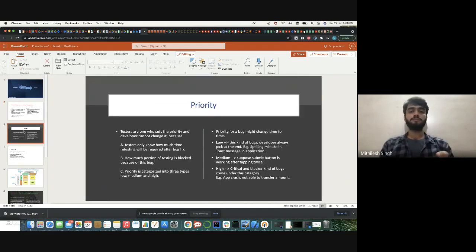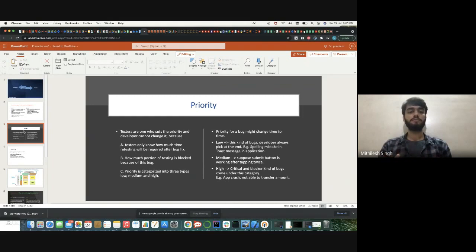I will be picking things from slide 3. Here you can see that priority is always provided by the testers. Testers are the ones who set the priority, and the developer cannot change it. Why can't the developer change it? Because the developer will not be aware of how much time the tester will take to retest it.